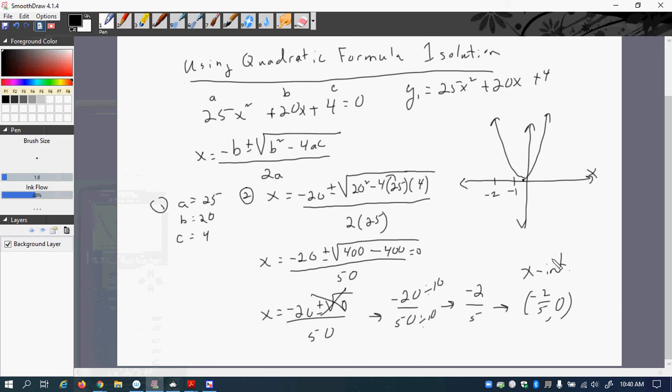So anyways, this is the x-intercept where we only have one solution. The next video will be where we are using the quadratic formula and we don't get a solution at all. So we need to see that example too.